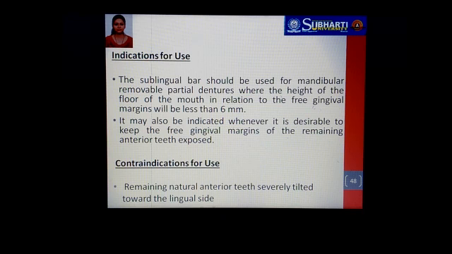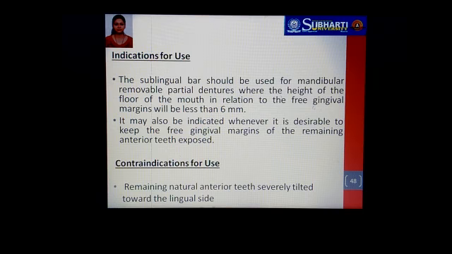Where it cannot be used: when the remaining natural anterior teeth are severely tilted towards the lingual side. Because of this tilt, it is very difficult for the patient to wear or remove it, and since it is extending sublingually, it creates all the more problem, as it has to travel a greater distance for seating and removal. So in cases where there is severe tilt of the anterior lingual teeth, we do not give such a design.